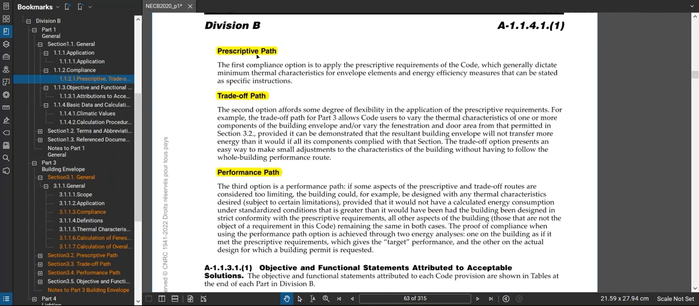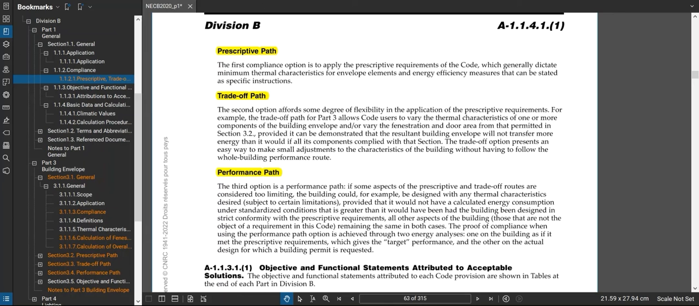And so, in a nutshell, prescriptive path means you're going to meet all the requirements listed in 3.2. You're just going to meet or exceed them. That's the prescriptive parameters, and then if you meet or exceed them, then you're meeting energy code basically. The trade-off is just saying that, and there's limitations to the trade-off that we'll look at, but it's kind of saying that if you exceed say some performance in one area, you can trade that off to another area of the building where you didn't meet the requirements, as an example. So it's a little bit of a trade-off to the prescriptive path there.